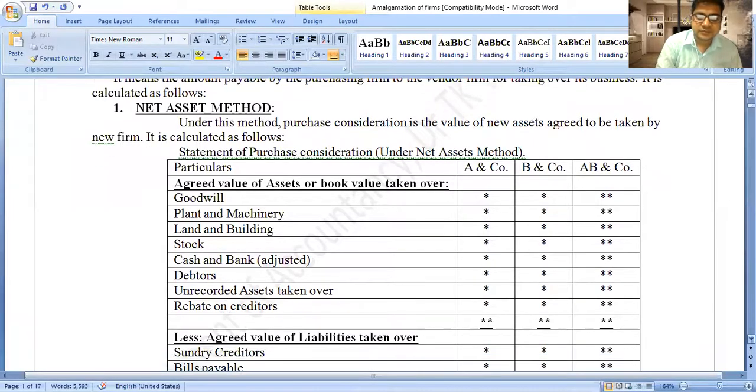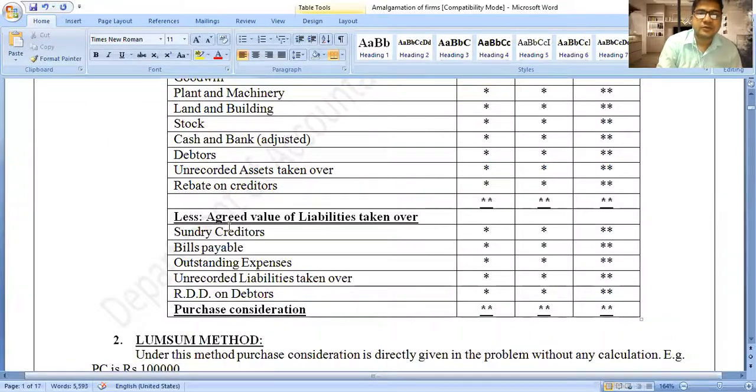Then friends, we have to deduct the agreed value of liabilities taken over. Those liabilities taken over by the purchasing firm, we have to deduct from the assets. What kinds of liabilities will there be? Sundry creditors, bills payable, outstanding expenses, unrecorded liabilities, and reserve for doubtful debts on debtors.